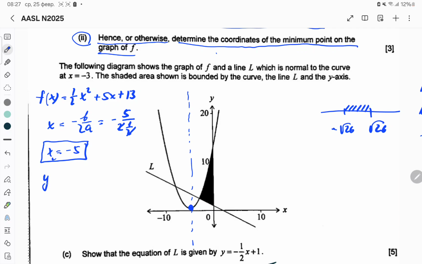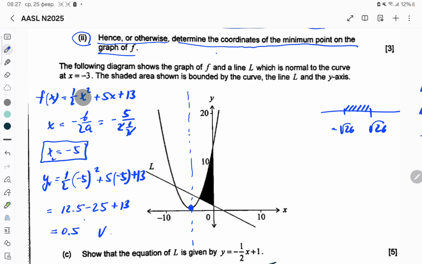So we have to find the y coordinate of the parabola. We just plug this value into our equation instead of x. 1 over 2 times negative 5 squared plus 5 times negative 5 plus 13. So it is 12.5 minus 25 plus 13. It is 0.5. Okay, the vertex has coordinates negative 5 and 0.5. Okay, done. Now, next part.